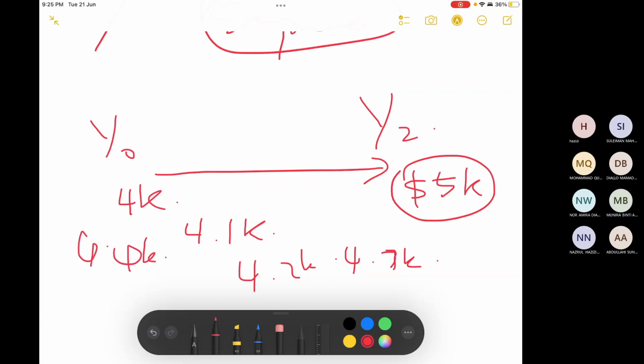4.5. Remember, you have to wait for 2 years to get 5K, 5,000, both in terms of the coupon and also the face value, because we are talking about a bond. 4.5K. Anyone would like to purchase this bond from me?